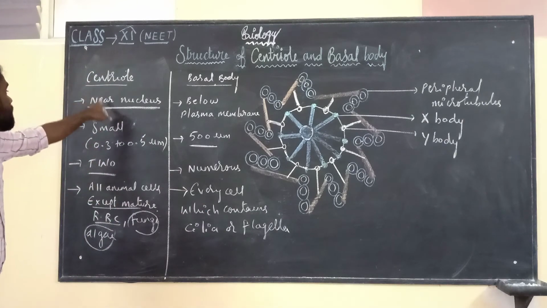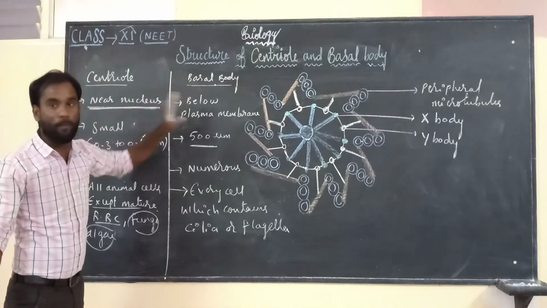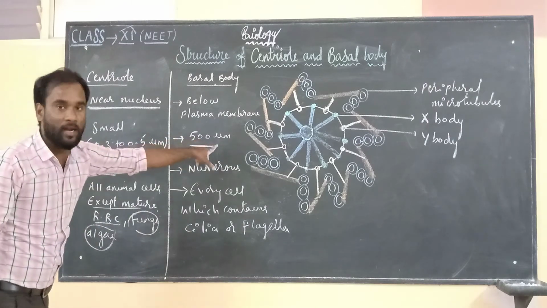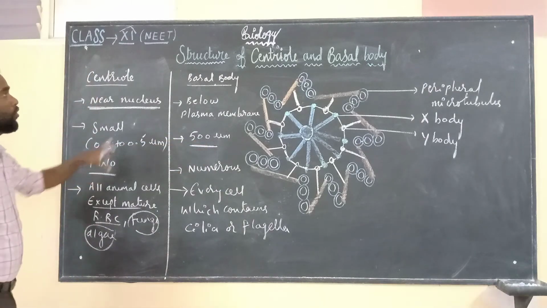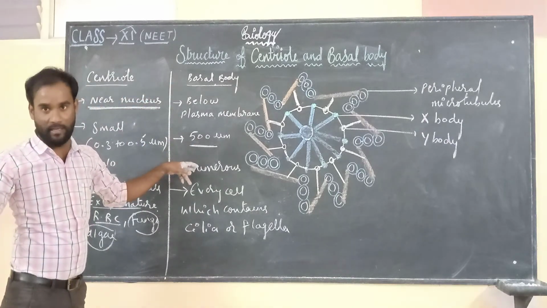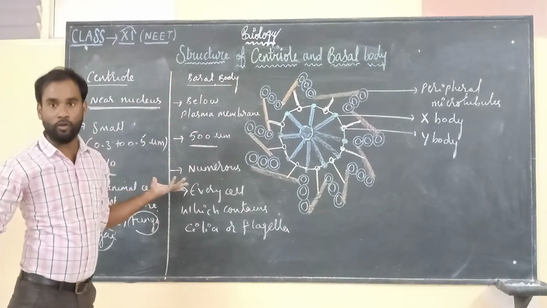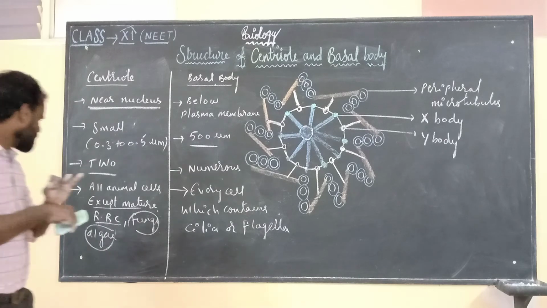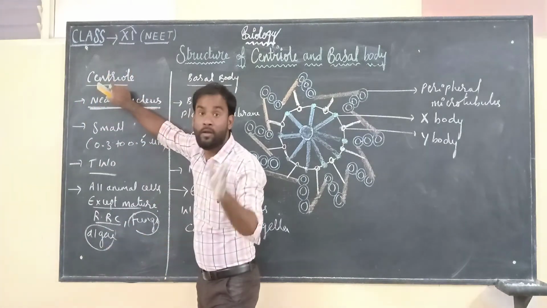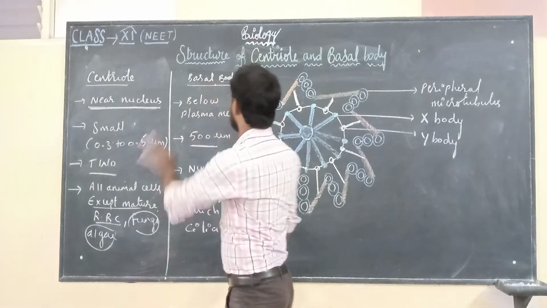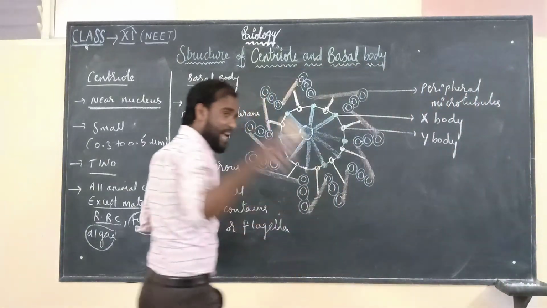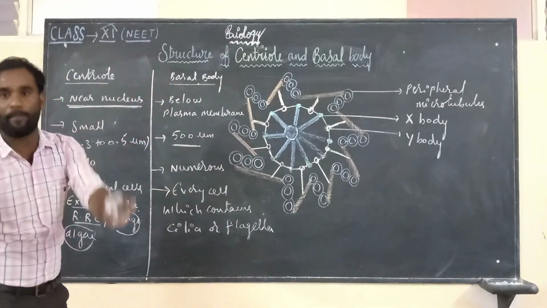First of all, location. Centriole near nucleus, basal body below plasma membrane. Size: small, 0.3 to 0.5 micrometers; large, 500 micrometers. Number of centrioles, 2. Number of basal bodies depends on number of cilia and flagella. If cilia are more, basal bodies are also more, so numerous in number. Origin: centrioles are present in all animal cells, fungi, and algae. Absent in mature human RBC and higher plants. Basal body is present in all cells which contain cilia. If cilia are there in a cell, definitely basal body will be present.